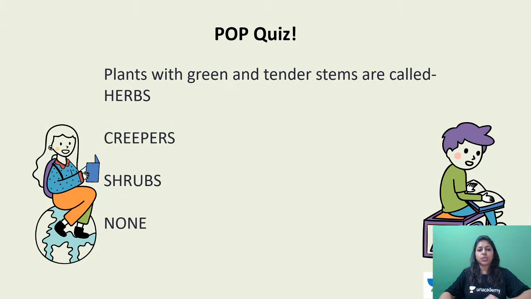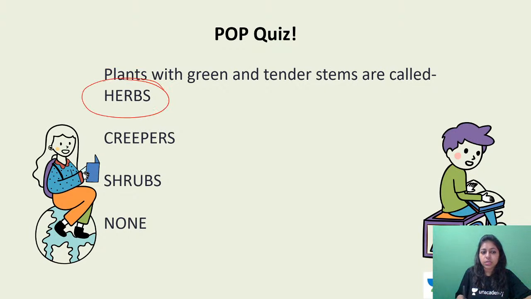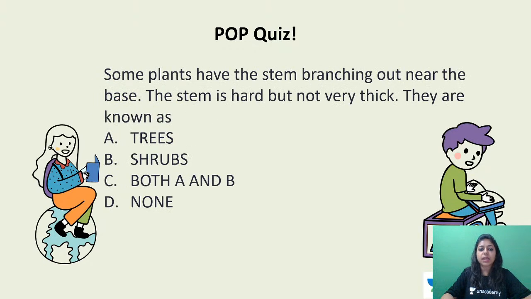Now the next one is, plants with green and tender stems, what do we call them? Are they herbs, creepers, shrubs, or none? Herbs. Can we have an example of a herb? There are many, like basil, mint, and coriander, so many.